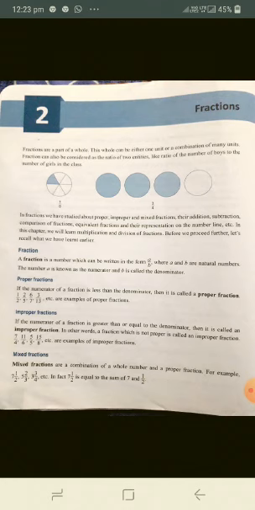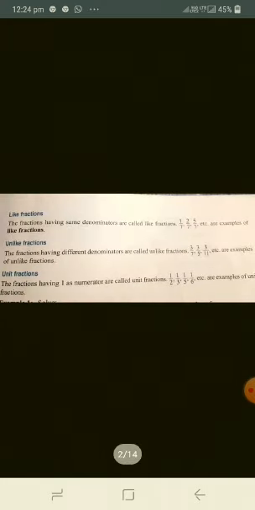Mixed fraction. A mixed fraction is a combination of a whole number and a proper fraction. For example, 7 and 1 by 2, 5 and 2 by 3, etc. Like fractions. The fractions having the same denominators are called like fractions. 1 by 7, 2 by 7, 5 by 7. These denominators are equal. These are called like fractions.